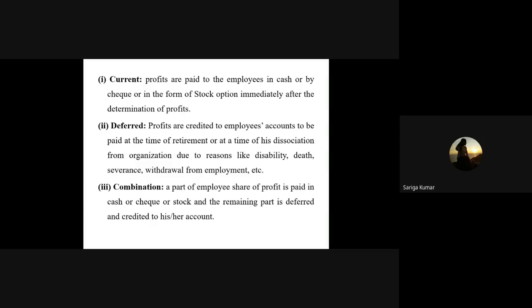Then we have a combination, where some amount will be paid and some amount will be put into the accounts of the people. This is a combination of current and deferred.